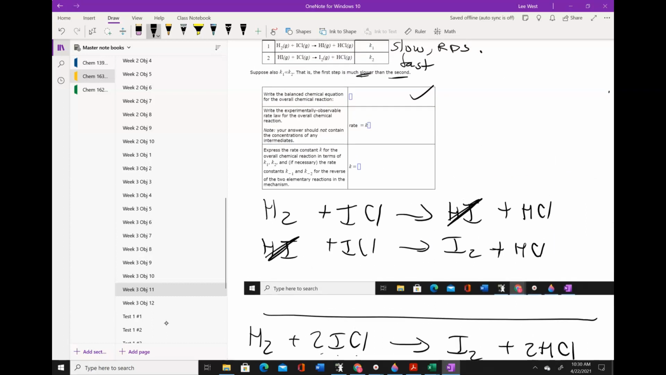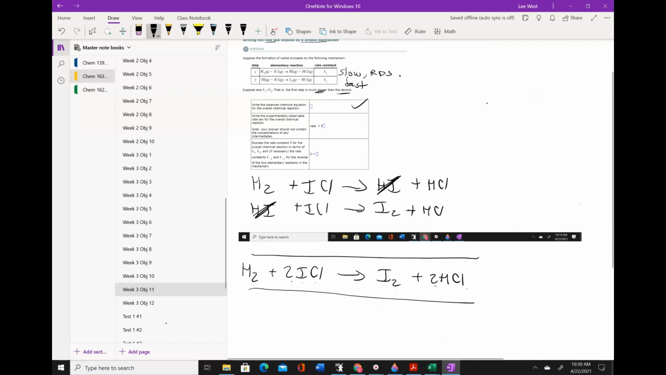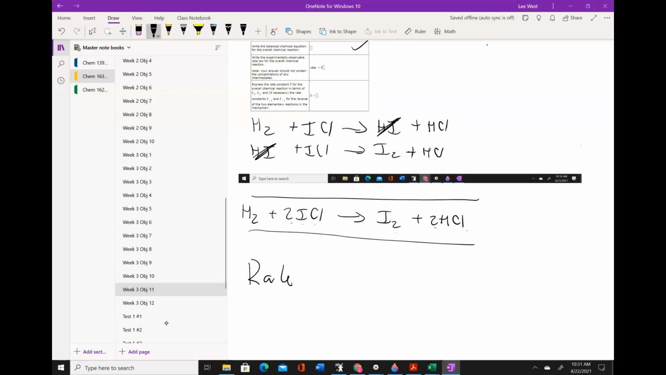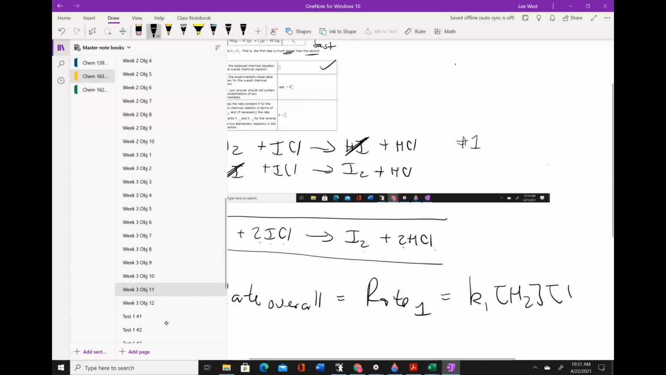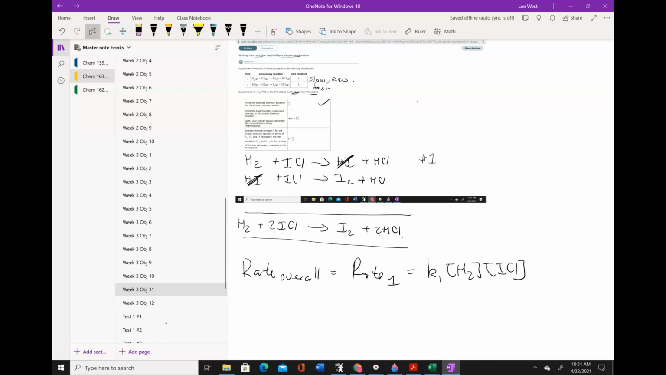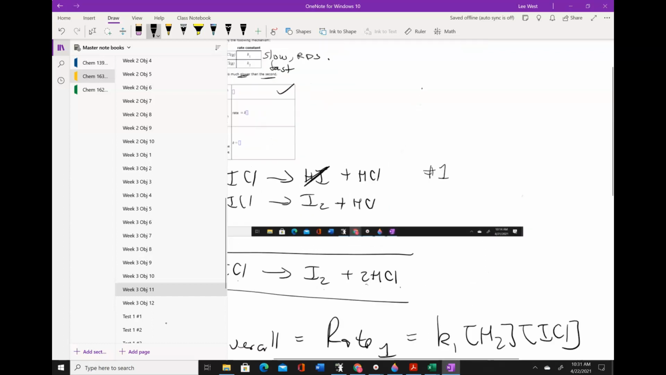So we've got the first part. Now I know that my overall rate is equal to the rate of step 1, which is going to be equal to K1, and then here, this is step 1 up here. So it's first order in H2 and first order in ICl. H2, ICl. And so there is my rate law for the reaction. So that was pretty easy. You don't need to put the K1, you can just put it as K.